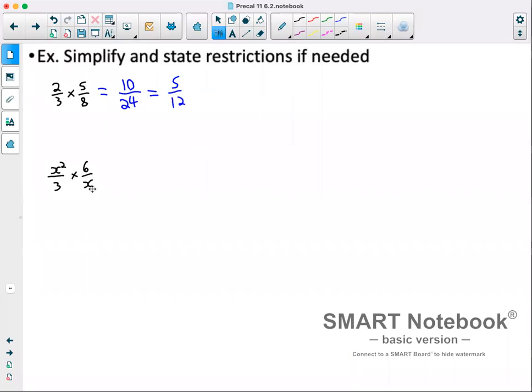This one here, we have a non-permissible, so we'll take care of that first. So we have x cannot equal 0. And then multiplying them, we have x squared times 6, so that's 6x squared over 3x. Simplifying that, 6 divided by 3 is 2, x squared divided by x is x. So this is the reason why we state non-permissibles first, because in this case, we no longer have a denominator once we simplify, but we still have that non-permissible from where we started.